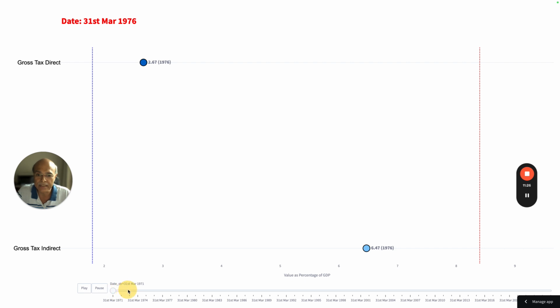Now, as I drag this, or play this animation, you will find that the gap between the direct taxes and indirect taxes will narrow as we progress forward in time, which is a healthy sign for the economy, which is very, very significant. Look at this. The gap was so high in 1995-96. And in 1999, 2001, you see the gap is going less and less. And now the direct taxes, in 2014-15, actually had surpassed and overtaken indirect taxes, which is a very good thing.